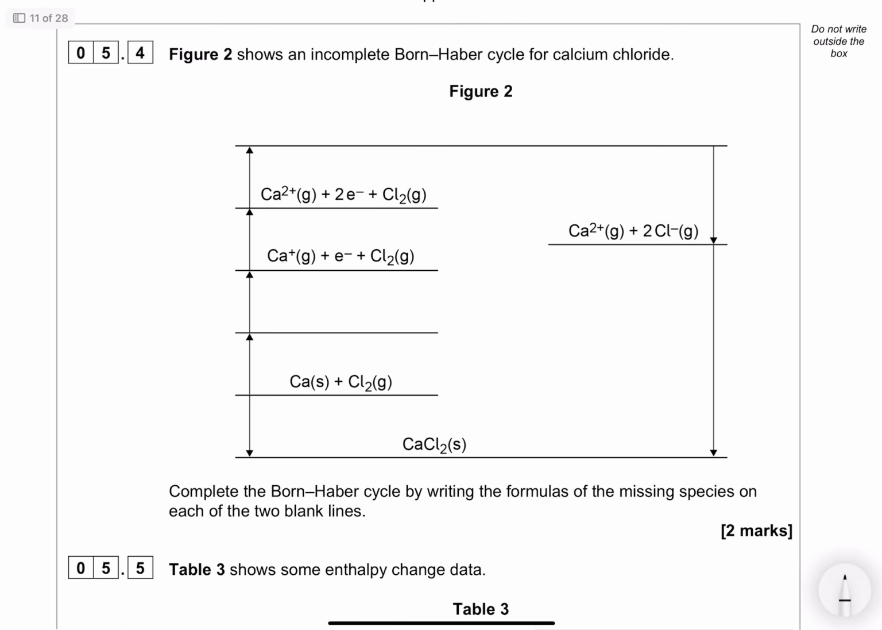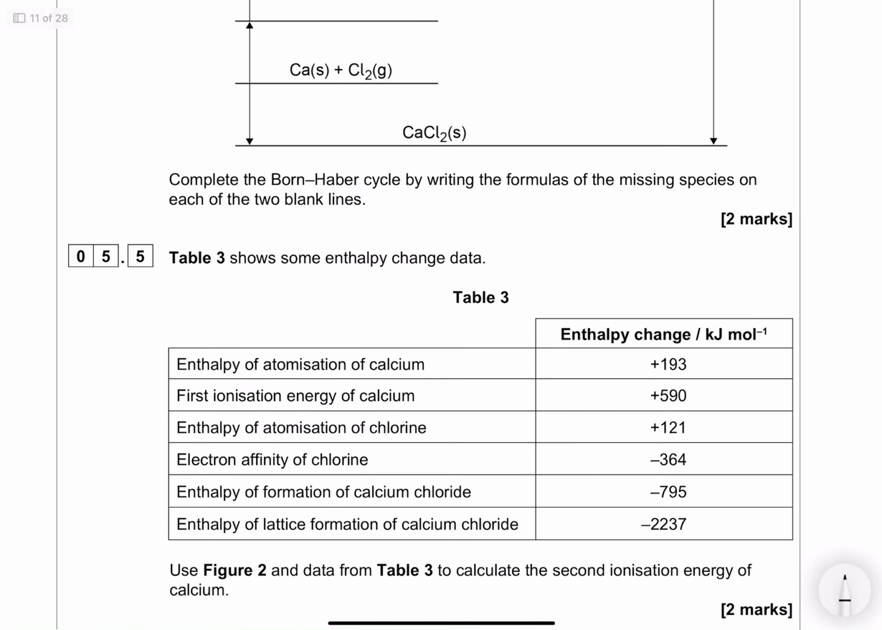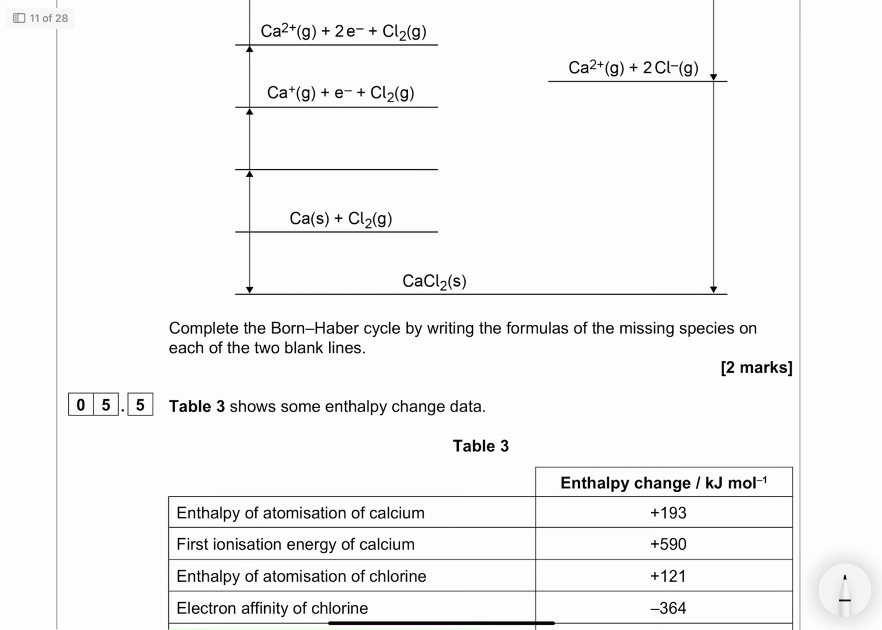Figure 2 shows an incomplete Born-Haber cycle for calcium chloride. Complete the Born-Haber cycle by writing the formulas of the missing species on each of the blank 2 lines. So you can see at the bottom we've got our solid ionic lattice, and then we're making it from the elements in their standard state. So that is our enthalpy of formation. That's our value here that's written down as minus 795.